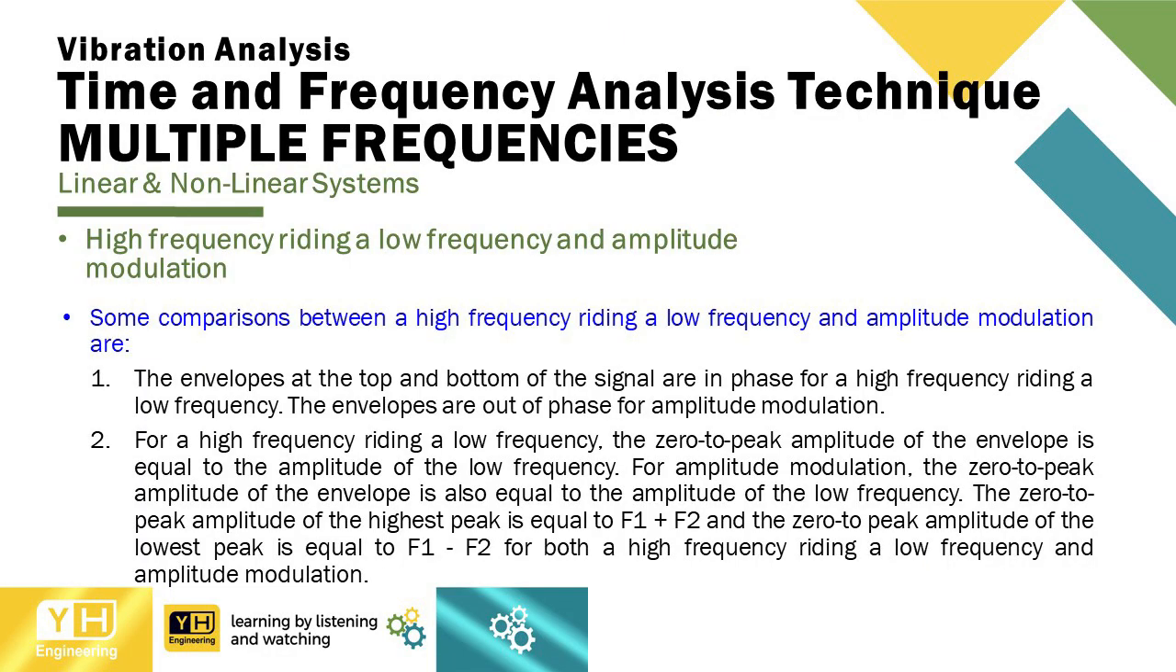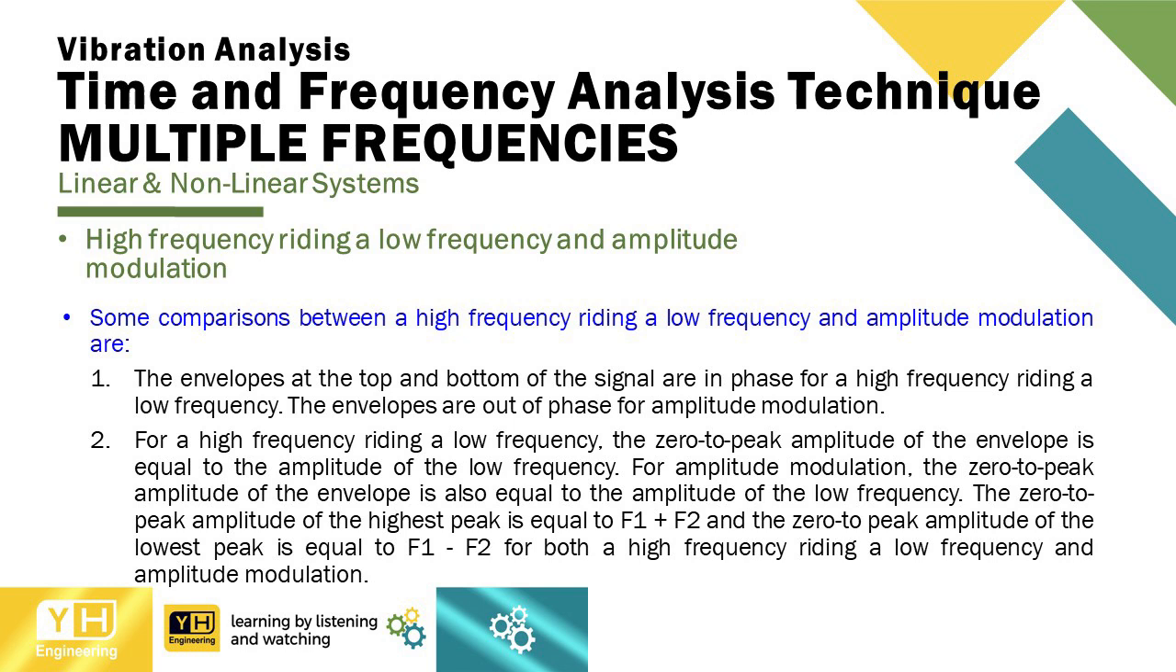Some comparisons between a high frequency riding a low frequency and amplitude modulation are: number 1 is, the envelopes at the top and bottom of the signal are in phase for a high frequency riding a low frequency. The envelopes are out of phase for amplitude modulation.